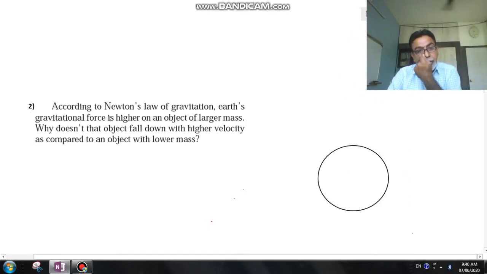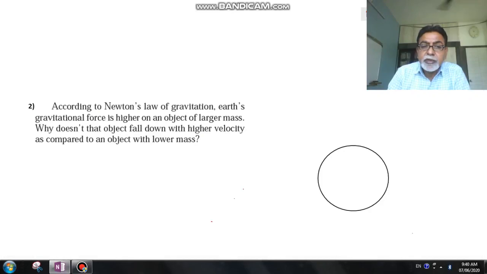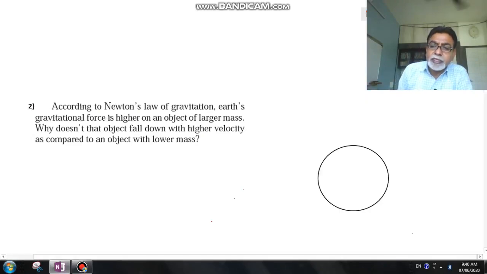Second one. According to Newton's law of gravitation, Earth's gravitational force is higher for the objects of larger mass. Then why doesn't that object fall down with higher velocity? Let's take two objects here. Let's take object A, its mass m1, and object B, both dropped from the same height. And its mass is m2. We'll take a special condition for our case. M2 is equal to what? Twice M1. This is M1 and this is M2, and both were dropped from the same height.